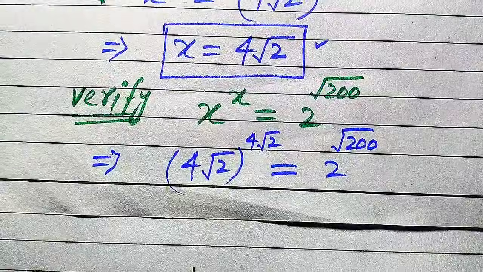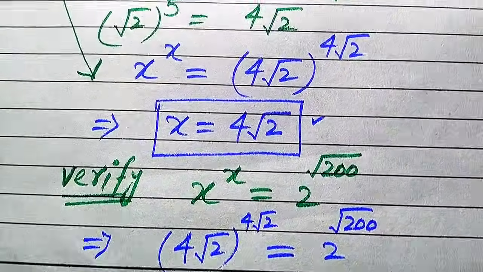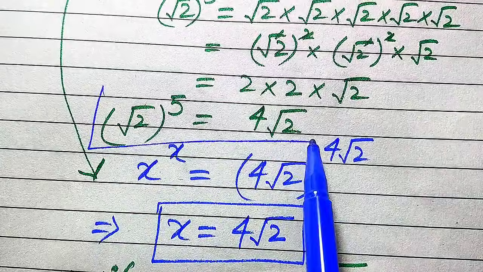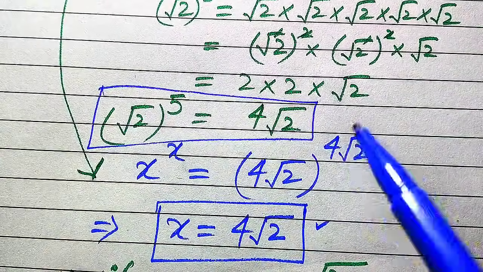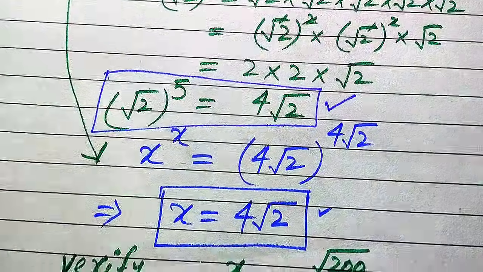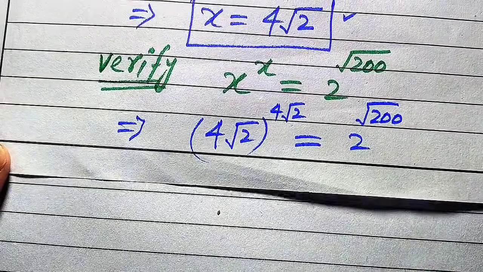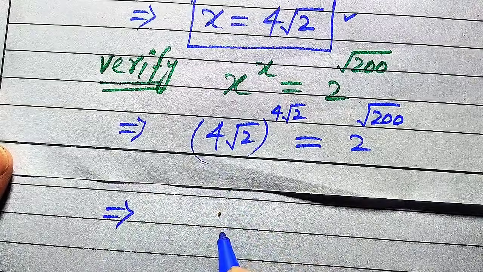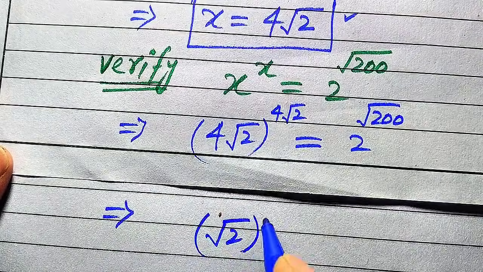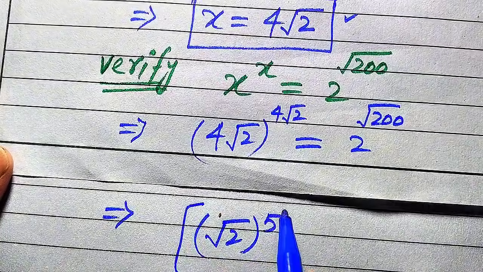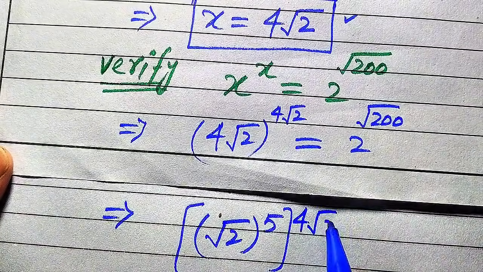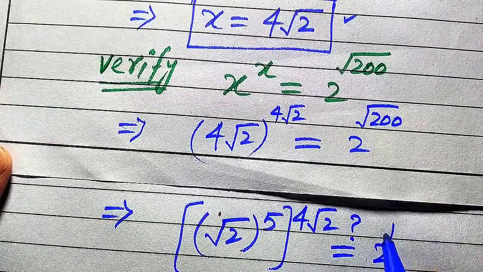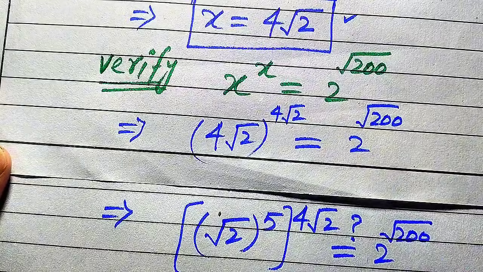And here we need to move a little bit backward, and here you see that we found the value of square root of 2 to the power of 5 is equal to 4 times square root of 2. So we replace this value here in the base of this term. So when we replace the above value in the base of this term, it will be written as 4 times square root of 2 is equal to square root of 2 to the power of 5, and its whole exponent is 4 times square root of 2. And here we check whether this is equal to 2 to the power of square root of 200 or not.